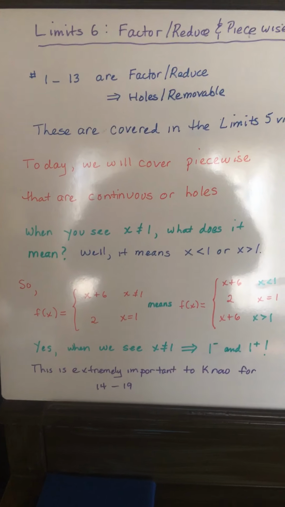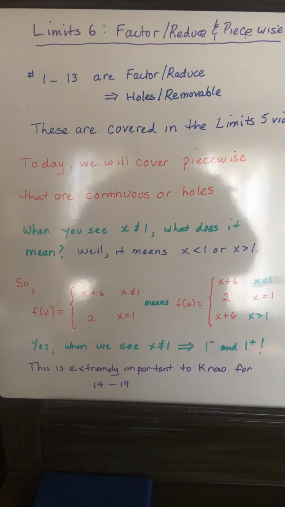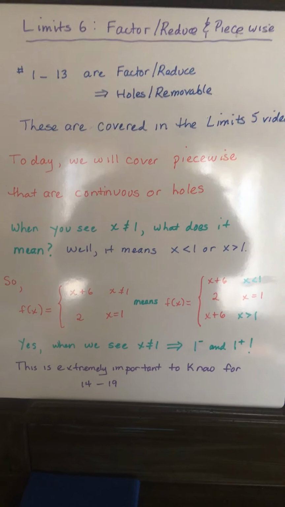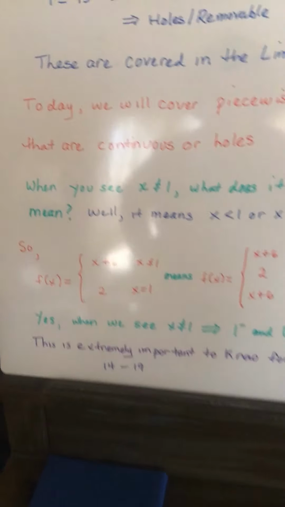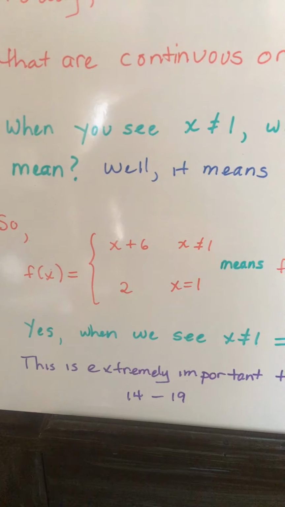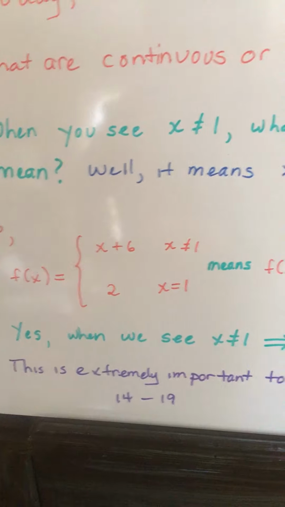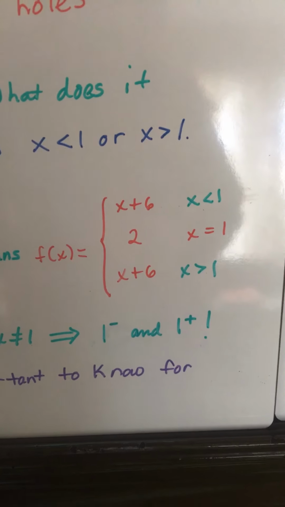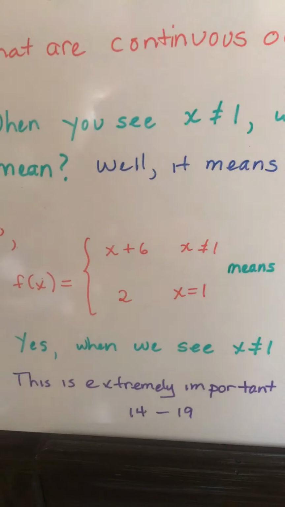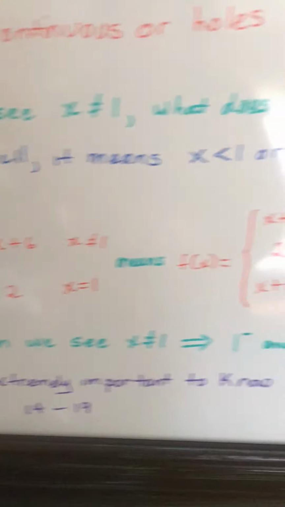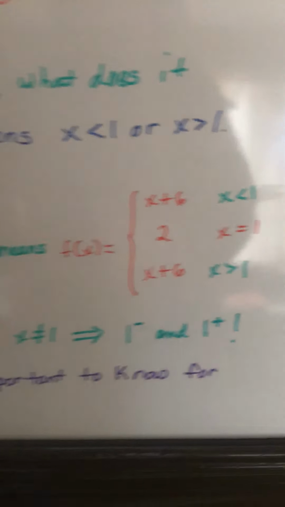When you see x not equal to -1, what does it mean to you? Well, it should mean that x is less than -1 or x is greater than -1. So when you see a problem that looks like this, what does it really mean? It means x is both less than and greater than that value. This is just a nicer notation. It takes less space, but it means the same thing.